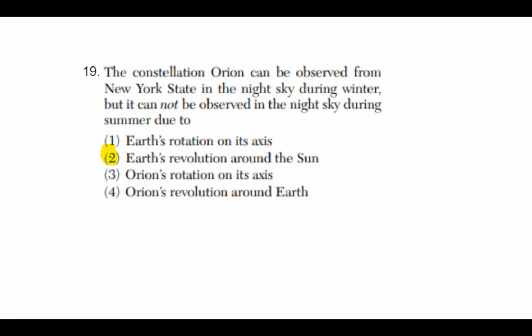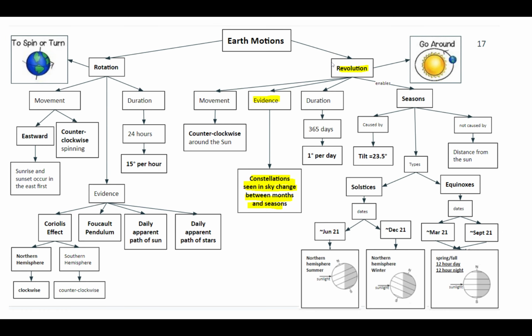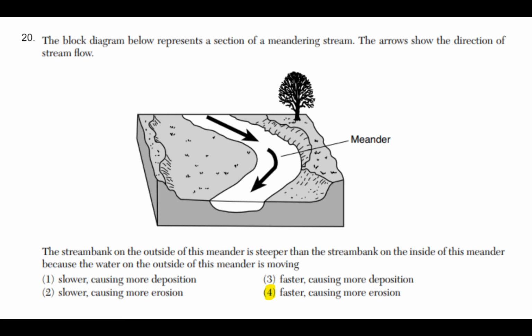19. The constellation Orion can be observed from New York State in the night sky during winter, but it cannot be observed in the night sky during summer due to, the answer is 2, Earth's revolution around the sun. If you go on your Regents Review packet, one of the Earth's motions is revolution, going around the sun, and the evidence is that we can see different constellations in the night sky every couple months or seasons as the Earth is going around the sun. This is different from rotation, which is the daily apparent movement of the sun and stars in the sky. So if it's related to seasons or months, it's revolution.